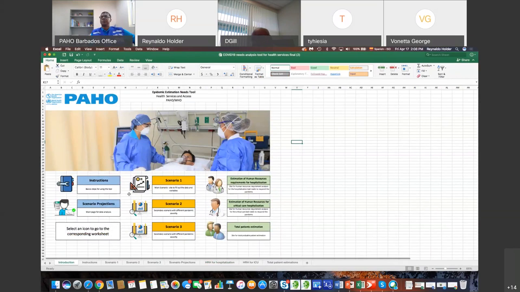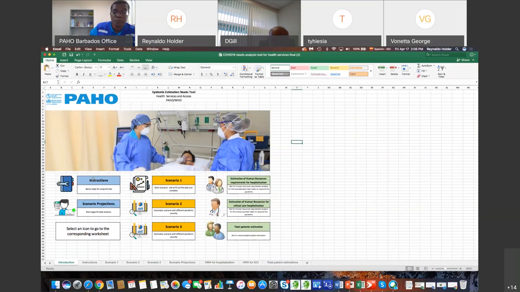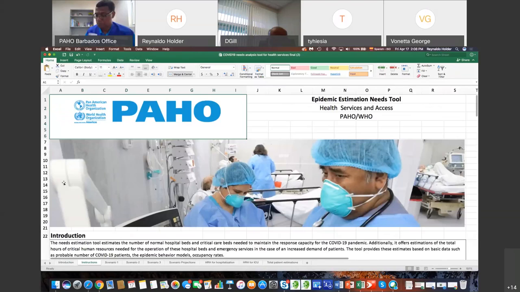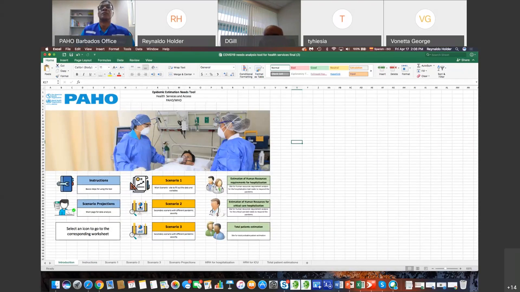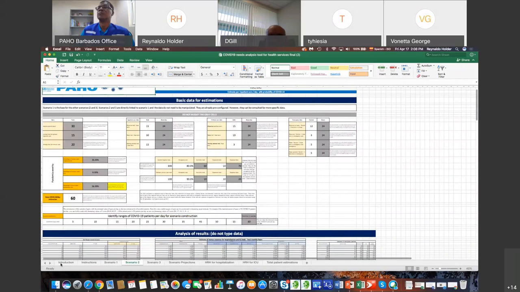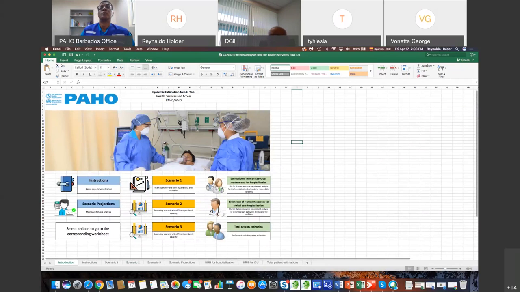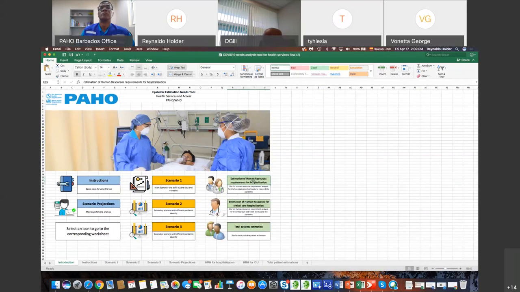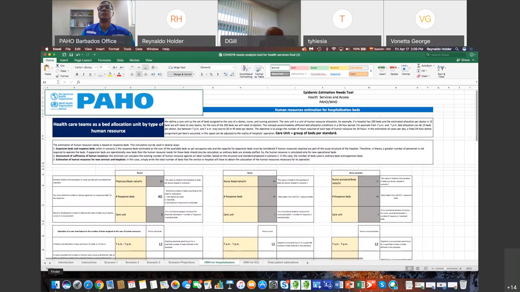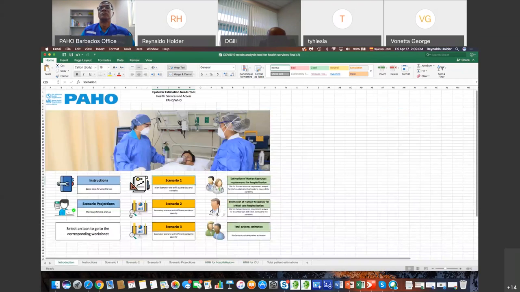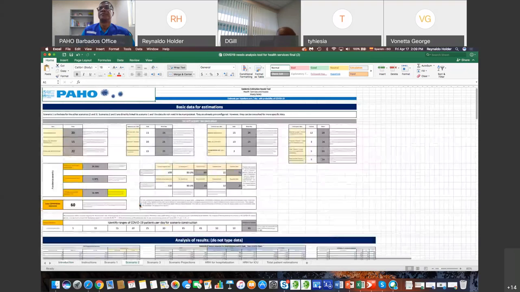I go back to the first section. Each one of those sections that I've explored, you can return to by just touching the icon. Interesting. Okay. So yeah, the icons are all activated. They allow you to go to the different spreadsheets.